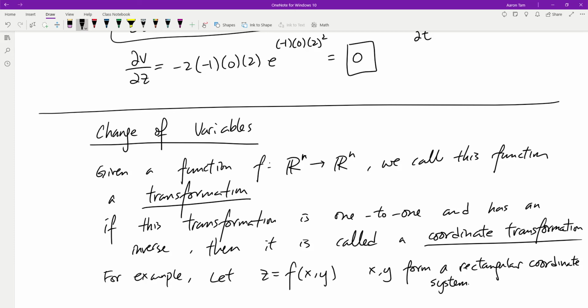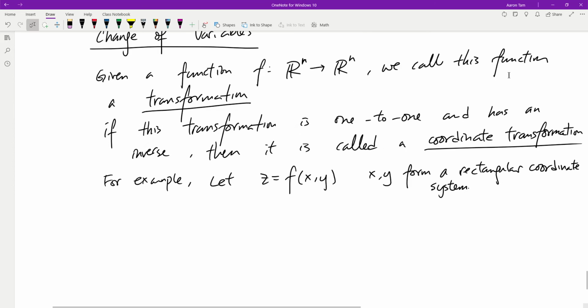Which is typical of how this works. So therefore, in the plane, the xy plane is our domain, and then the z-axis forms our output, the range. But what if we want to change from a rectangular coordinate system into, let's say, the polar coordinate system?